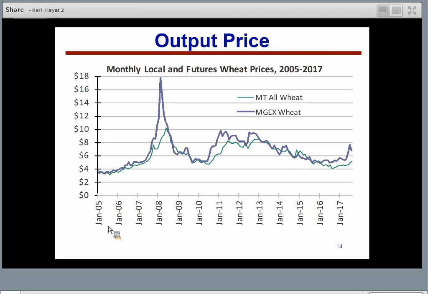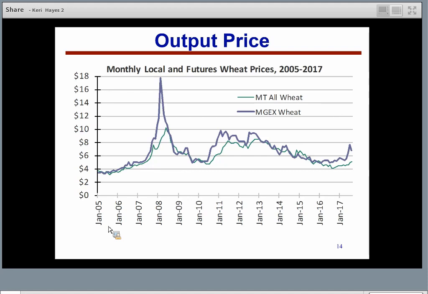As economists, a lot of times we use these futures contracts to give us an idea of what the prices are expected to be. You can approach this in a couple of different ways. You could say, well, I could come up with a forecast for it.